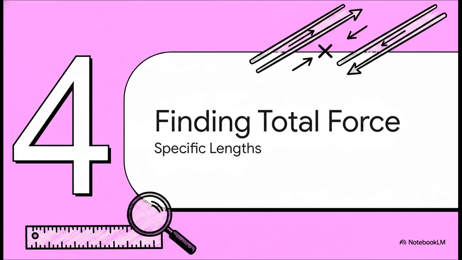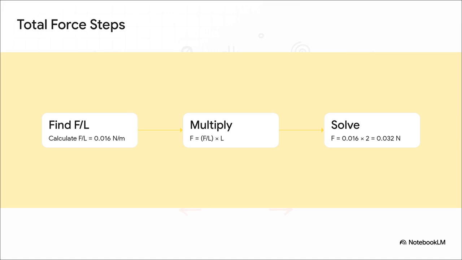Moving on to Section 4, finding total force. Let's step things up a bit. Imagine two wires, both exactly 2 meters long, with just a tiny 5 millimeter gap between them. This time, they're carrying equal 20 amp currents, but in opposite directions. First up, we find the force per unit length, plugging in our 20 amps and that 0.005 meter distance, which spits out 0.016 newtons per meter.